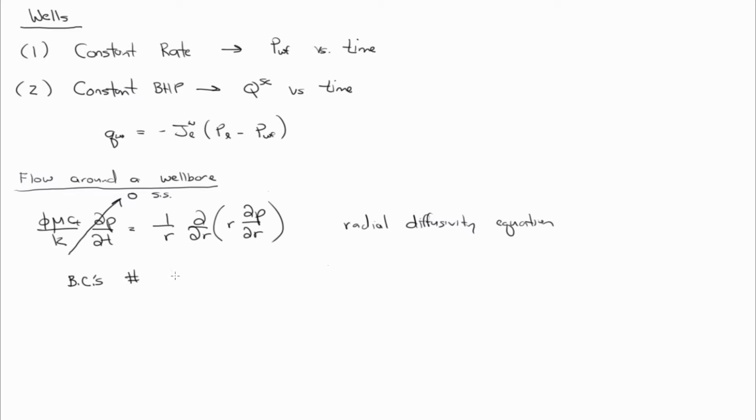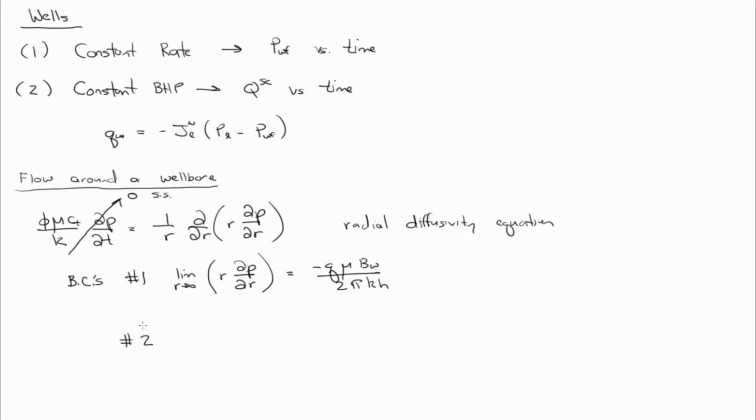Boundary condition number 1 is basically going to say that in the limit as r goes to 0, the flux is equal to Darcy's law. So this is like the divergence of the flux. In the limit as r goes to 0, the divergence at a point is equal to Darcy's law. So that's boundary condition number 1.